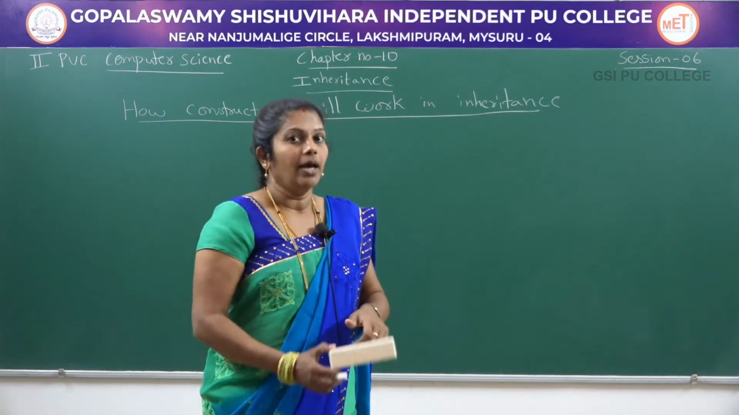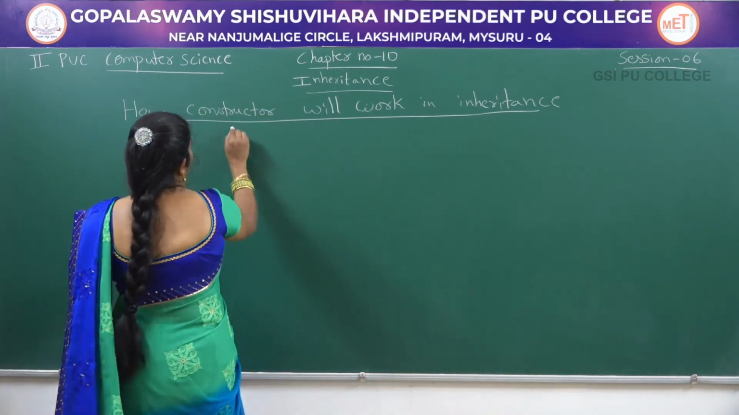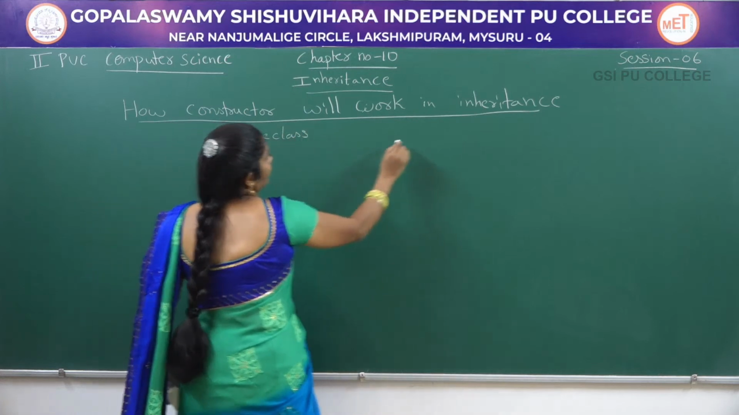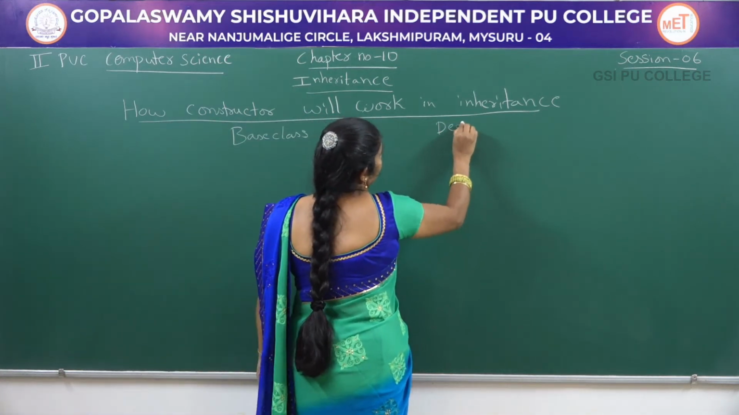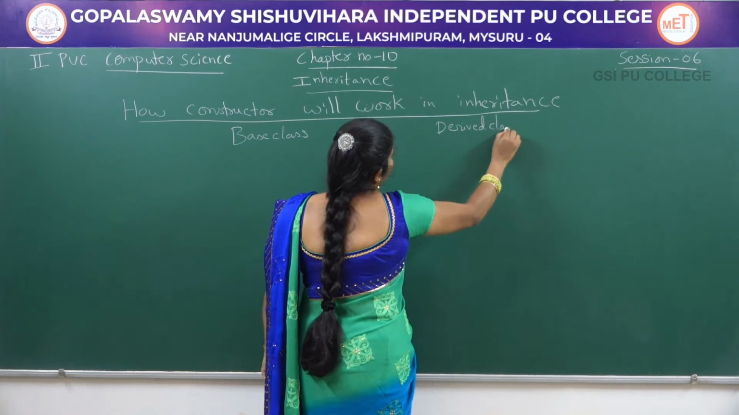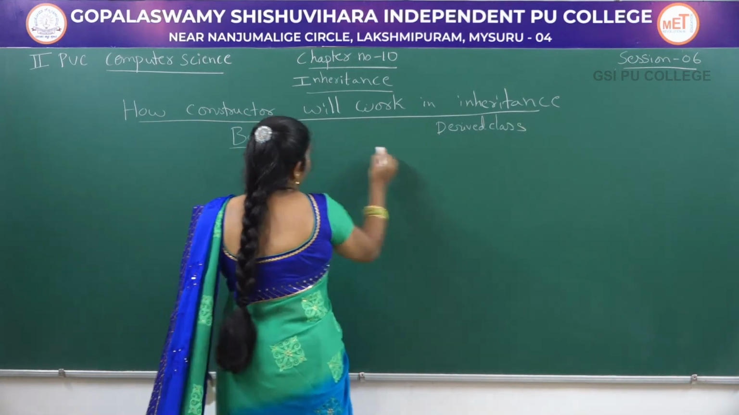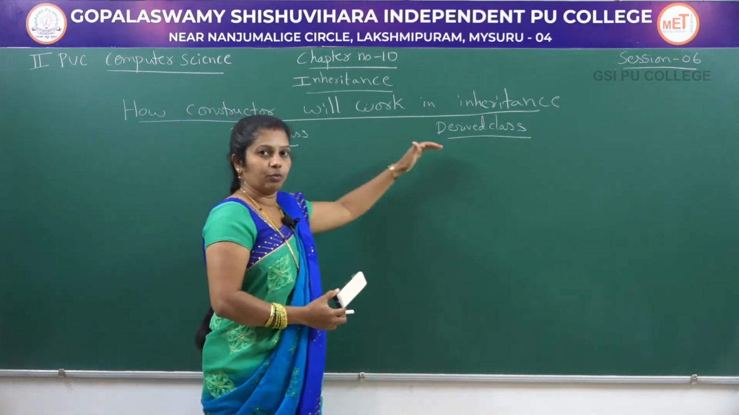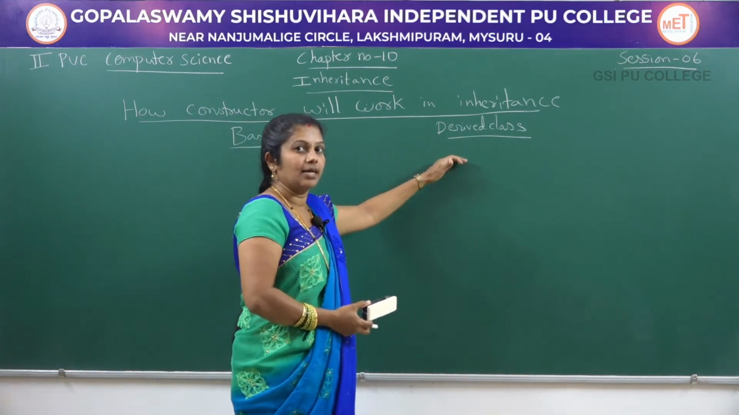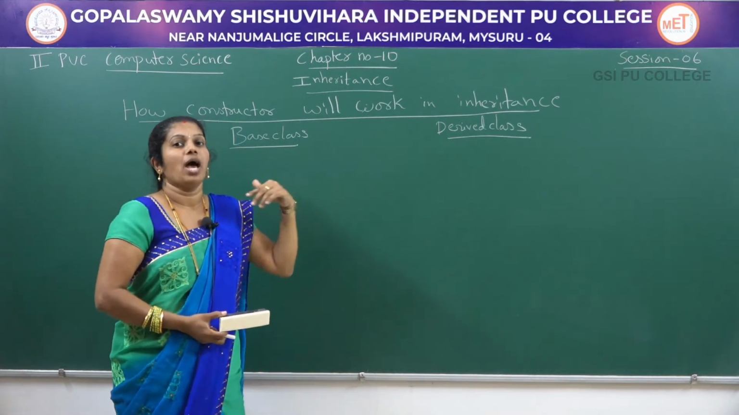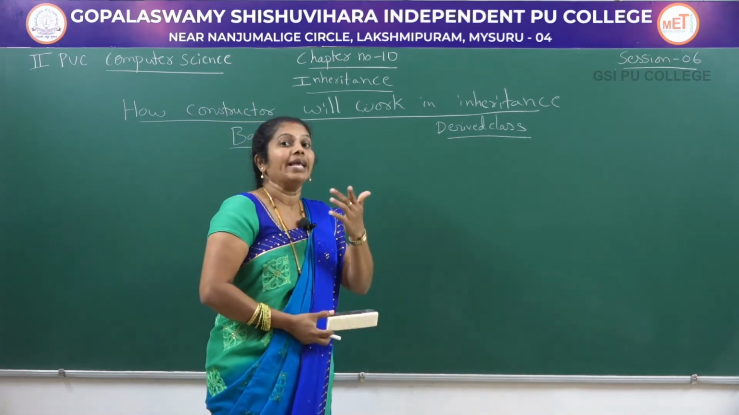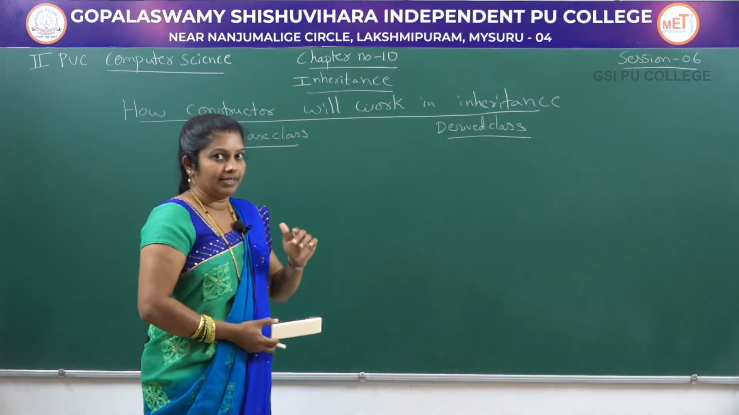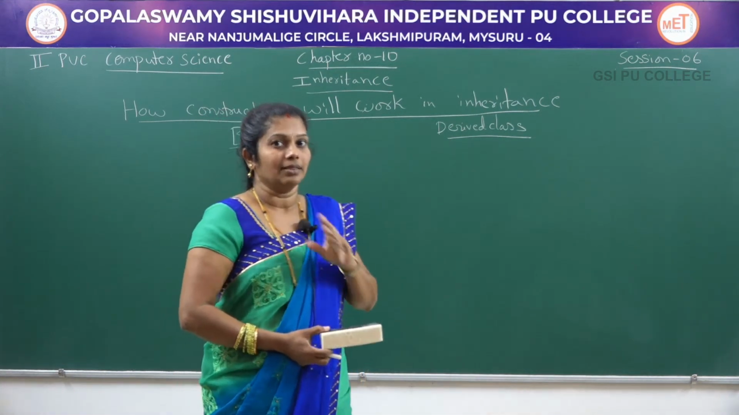For example, consider this is the base class and this is the derived class. Base class and one more is derived class. In both the classes, if you have constructors, how exactly will they execute? For example, constructor ಅಂದರೆ ಮನೆ ಅಂತ ನಾನು ಲಾಸ್ಟ್ ಕ್ಲಾಸಲ್ಲಿ ಹೇಳಿದೆ.